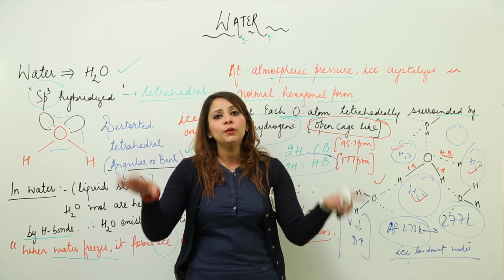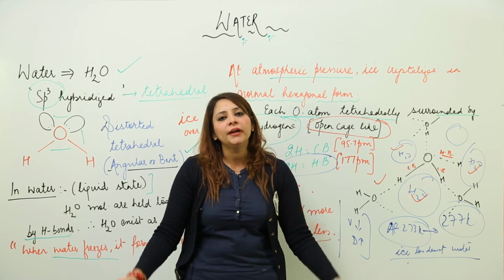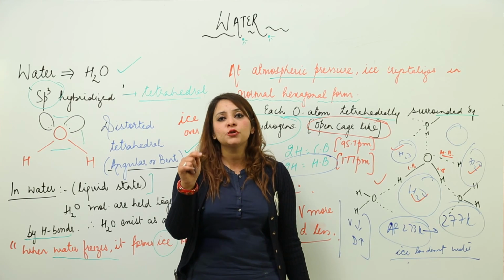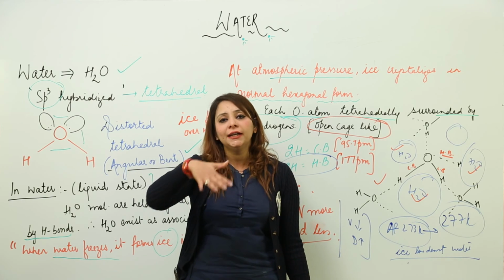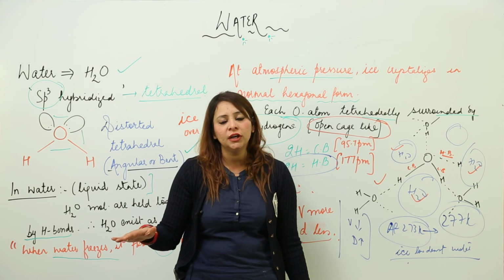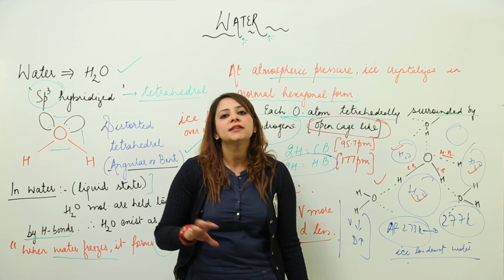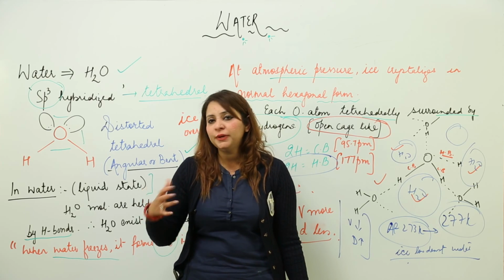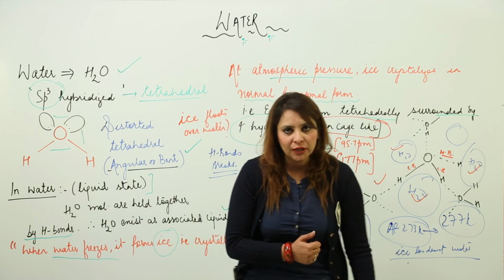Otherwise, if the whole water body froze, how would the aquatic animals survive, right? So this is the reason that ice keeps on floating on water, and in the lower layers we have only the liquid state, that is the water, and the aquatic animals can survive better in that and bear the winter conditions outside.